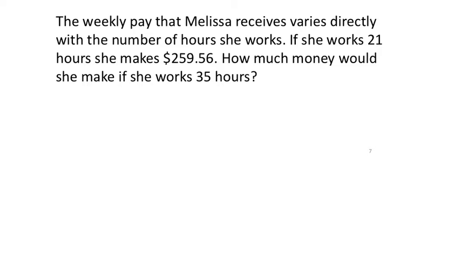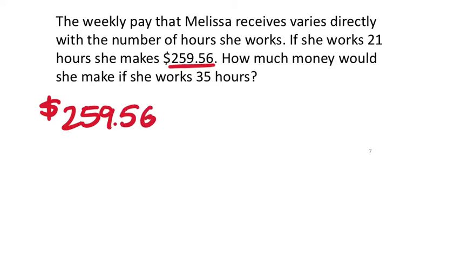So here's the information that it gave us. She's going to get paid $259.56 for, so that's divided by 21 hours. And you can maybe tell that's how that proportion would set up. Now, it wouldn't matter if you put hours in the numerator or the dollars in the denominator. I want to know how many dollars she makes every hour because it's asking how much money she would make if she works 35 hours.